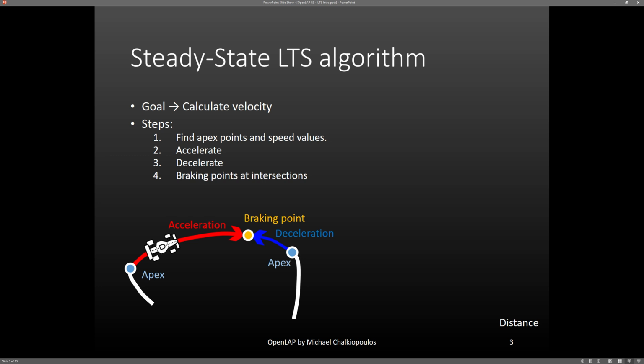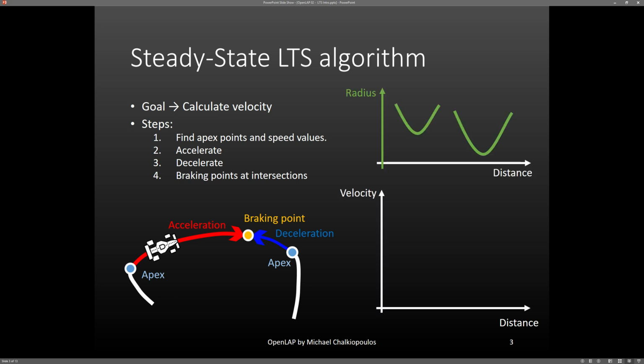Let's now talk about the steady state algorithm itself. Now, the main goal is to calculate the velocity profile of the vehicle, and we will do that in four basic steps. First, we need to find where the apexes are and the speed at each apex. By looking at the green turning radius values on the right, with some intuition, we can say that these are going to be at the local minima.